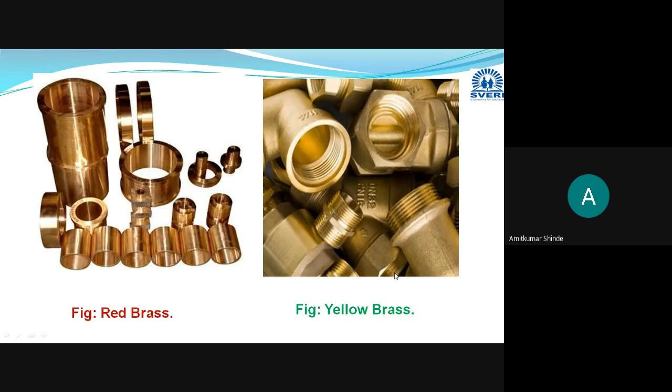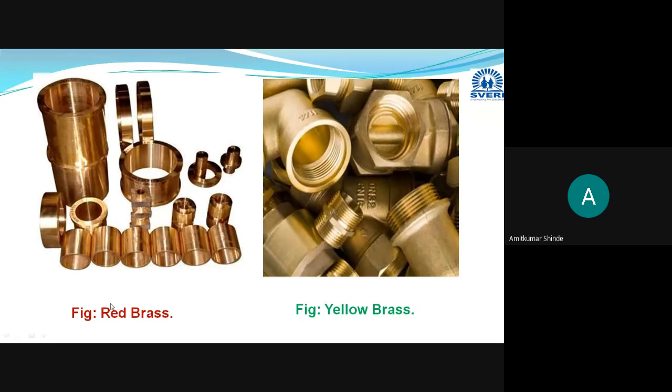And yellow brasses generally have lesser cost. Yellow brasses have lesser cost because between copper and zinc, zinc will be cheaper, available at less cost. And as zinc increases, the cost goes on decreasing. In that sense, yellow brasses will have less cost, and as copper is costlier than zinc, red brass will have more cost.